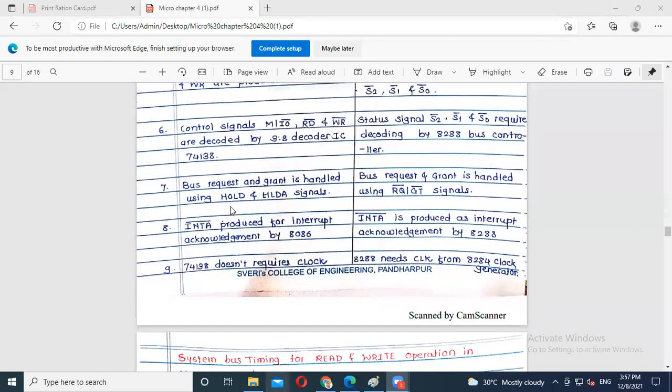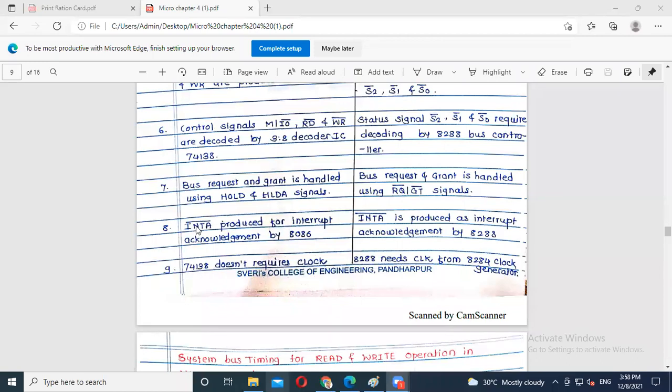And in the seventh point, the bus request and grant is handled using the hold and hold acknowledgement signals. But here in the maximum mode, the bus request and grant is handled using the request and grant signals. So here in the eighth point, the interrupt acknowledgement is produced by the 8086. But here we have to use the 8288 for the interrupt acknowledgement.